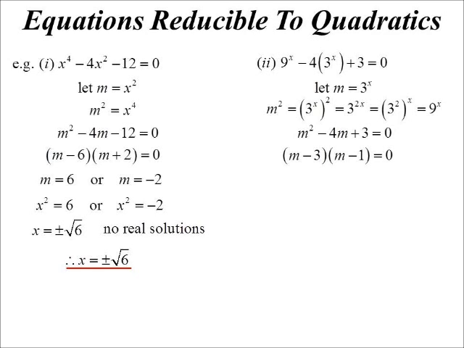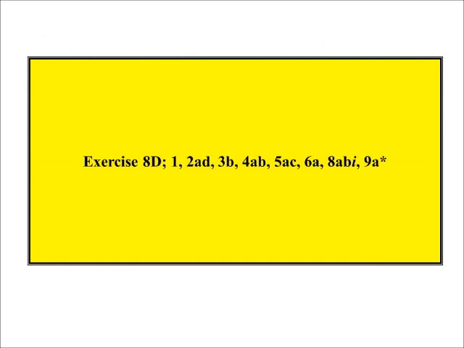And we can factorise it, and we get m equals 3 or m equals 1. So 3 to the power of what is 3? Well, 3 to the power of 1. 3 to the power of what is equal to 1? 3 to the power of 0. So there's a handful of those ones to do.